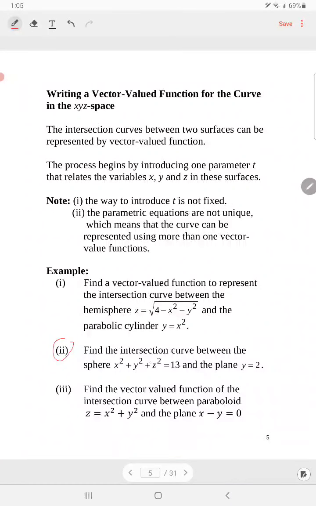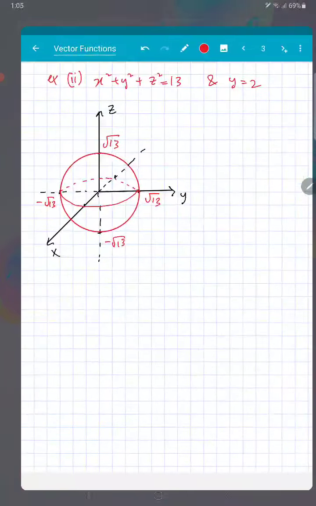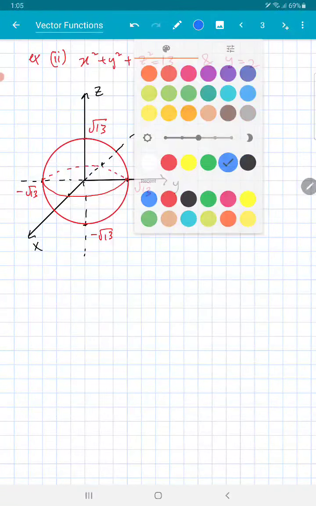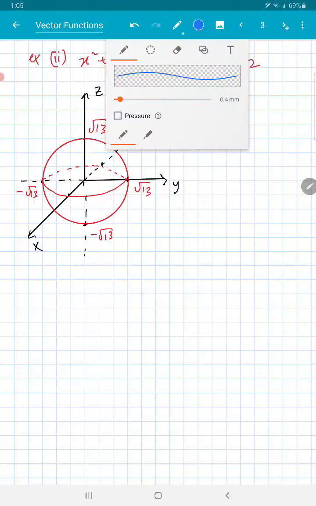Let's continue with example 2. We are asked to find the intersection curve between the sphere and the plane y equals 2. Here we have a sphere of radius square root of 13, and we want to intersect this sphere with the plane y equals 2. Let's say this is our plane y equals 2.